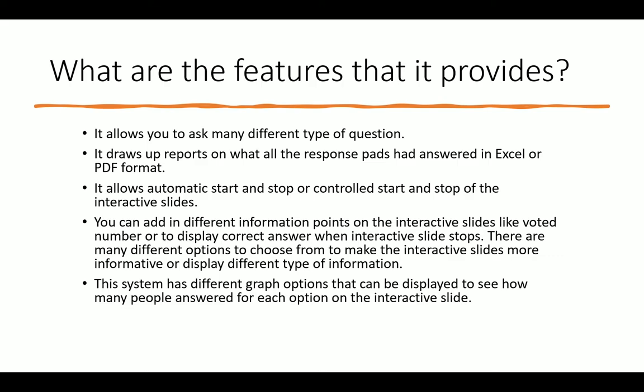You can add in different information points on the interactive slides, like voted numbers, or to display the correct answer when the interactive slide stops. There are many different options to choose from to make the interactive slide more informative or display different types of information. The system has different graph options as well that can be displayed to see how many people have answered for each option on that interactive slide. You can also decide to omit the graph if you want to.